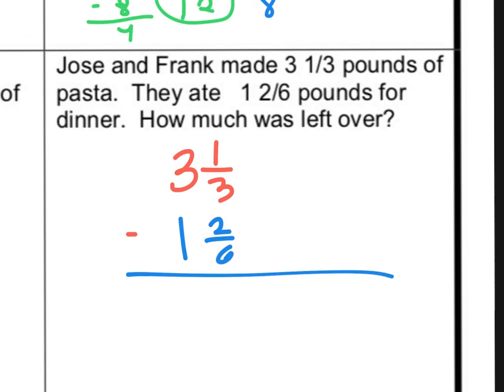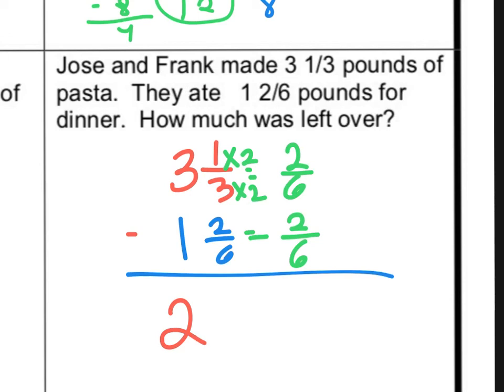And that will give us a common denominator of 6. The bottom fraction can stay the same. The top is times 2, which makes it 2/6. Now 2/6 minus 2/6 is 0. And 3 minus 1 in the wholes is going to be 2. So the answer is going to be 2 pounds will be left over.